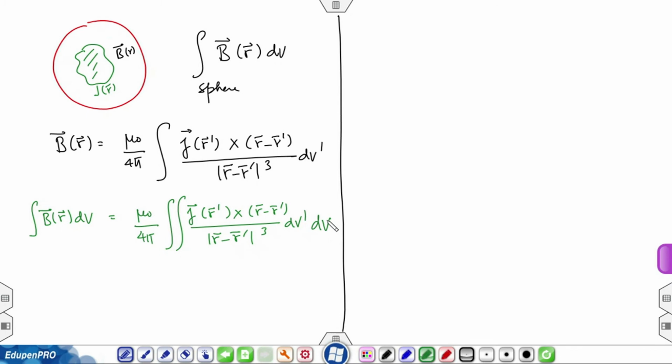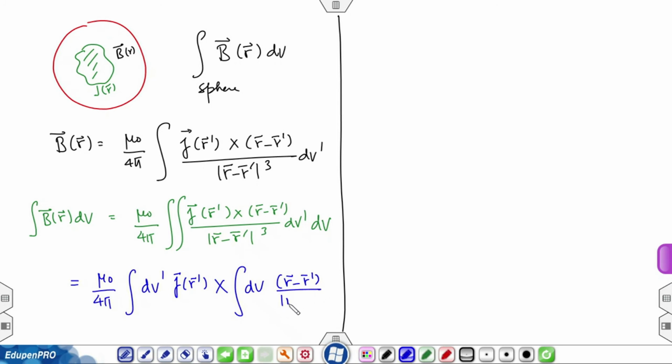Now, what I will do is I will write this integral in the following manner: mu naught over 4 pi integral dV prime J(r prime), and this is crossed with the other integral, which is dV of (r minus r prime) over |r minus r prime| cubed, and this is over the sphere. And now, we make that observation I was talking about.